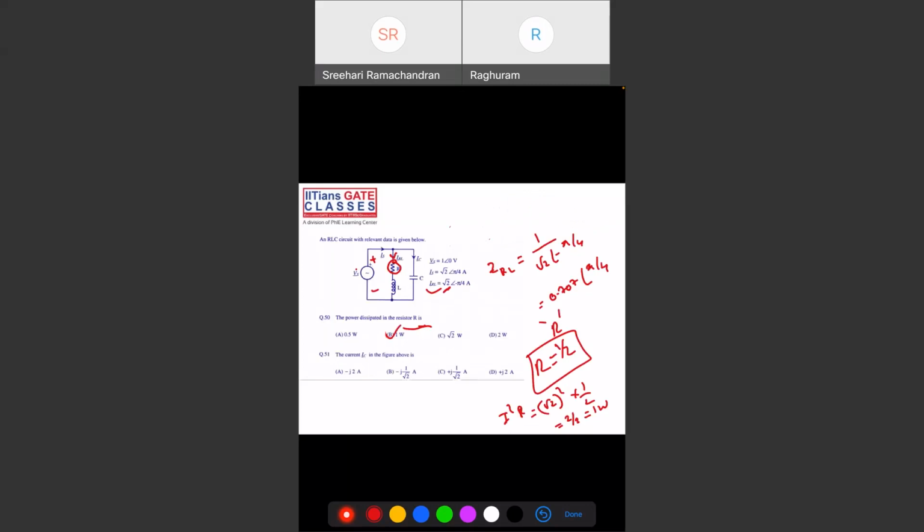Okay. To find IC, IC is nothing but IS minus IRL. I'm sorry. Root 2 at an angle 45 minus root 2 at an angle minus 45. Okay. Root 2 cos 45 is again, we just did it, right? 0.5 minus j 0.5 minus 0.5 plus j 0.5, right? Oh, sorry, this is minus here. So the 0.5 gets cancelled. Minus j 0.5 minus j 0.5, so j 1.